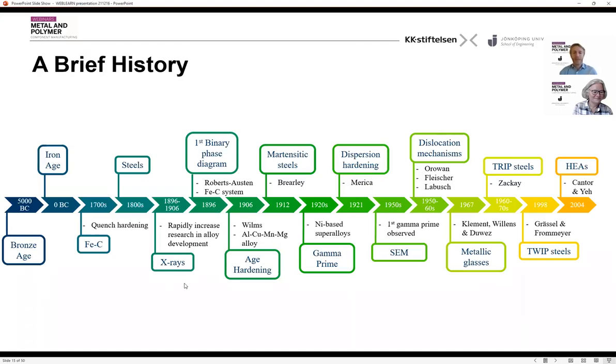One of the early developments not directly to do with alloy development was the discovery of X-rays around the 1900s, which really rapidly increased the research into alloy development and increased our understanding of how alloys deform and so on. A few early step forwards in alloy development was age hardening by Wilm in 1906, and subsequently followed by the discovery of martensitic steels by Brearley, who was looking for a more corrosion resistant steel.